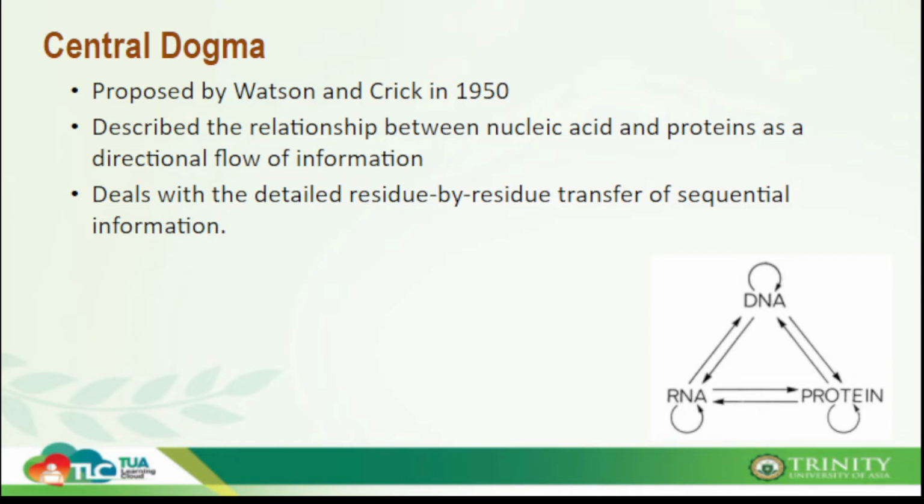So according to them, in order for protein to be produced, DNA should first be duplicated into a copy called RNA, and the RNA will be the one to code the protein. So basically, they were able to put into detail the transfer of information from DNA to RNA to the eventual production of protein.